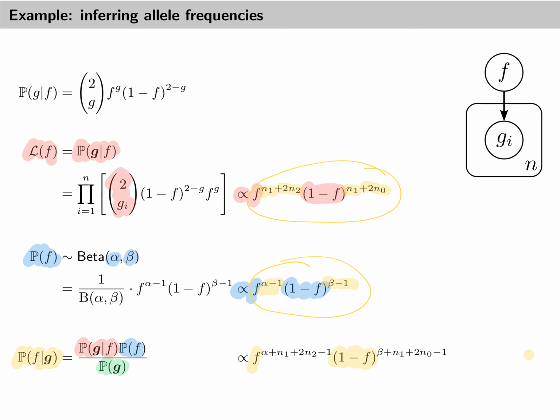In order to now properly calculate posterior densities, we will also have to calculate the normalizing constant, that is the marginal likelihood. In this case, we are actually lucky. Looking at our posterior distribution, we realize that it is of the form of a beta distribution. Hence, the normalization constant, the marginal likelihood, must be a beta function. And we can therefore simply write that the posterior distribution is actually a beta distribution with parameters alpha plus n1 plus 2n2 and beta plus n1 plus 2n0.